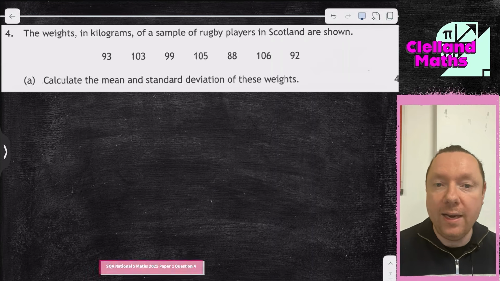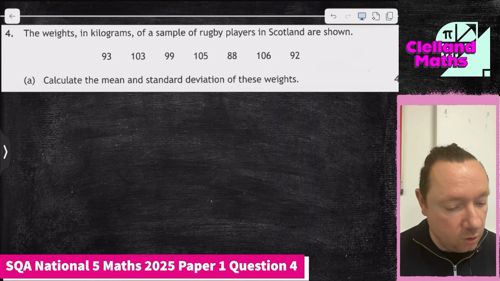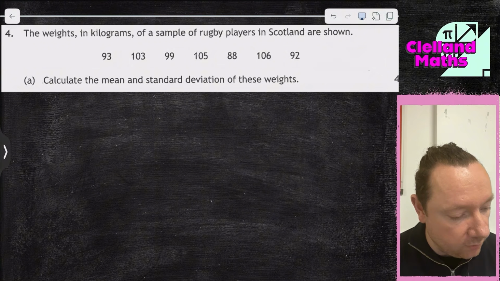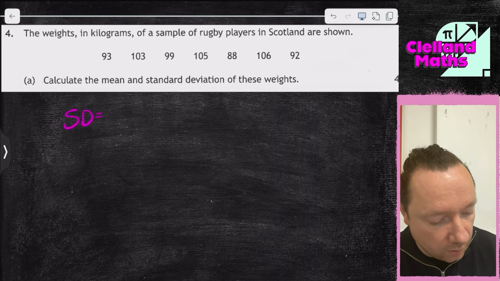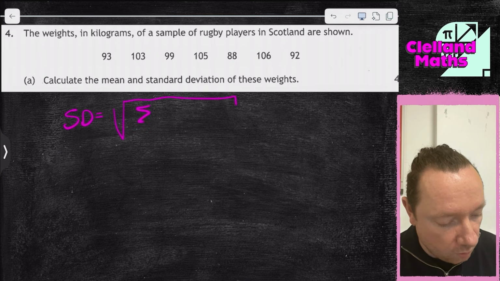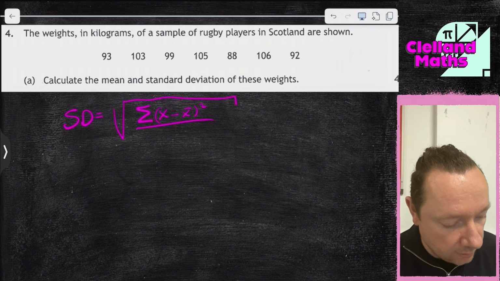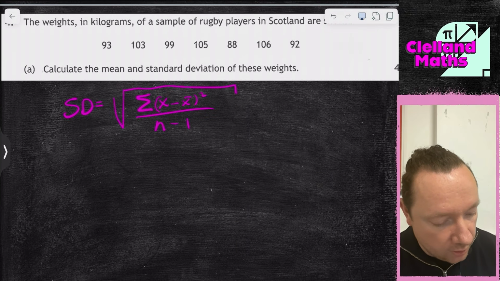And we're done there. SQA National 5 Maths 2025, Paper 2, Question 4. The weight in kilograms of a survey of rugby players in Scotland are shown, mean and standard deviation. Start of the exam paper tells you, I use this formula. The standard deviation is the square root of the sum of x minus x bar squared over n minus 1. Now you can use the other formula if you want, but that's the one I use.